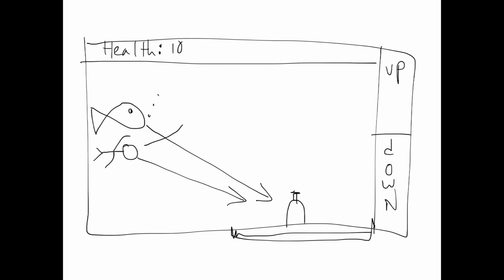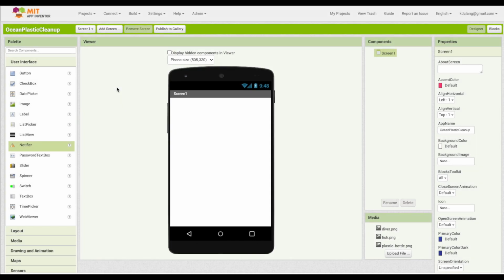The diver's movement, however, will be controlled by the up and down arrows rather than just trying to go directly towards the bottle. So let's get started with at least adding our pieces to the designer. I've created a new project in App Inventor. I called mine Ocean Plastic Cleanup.